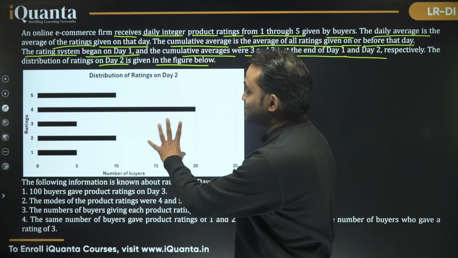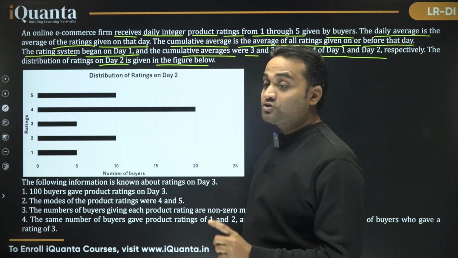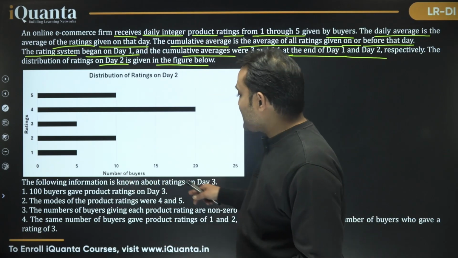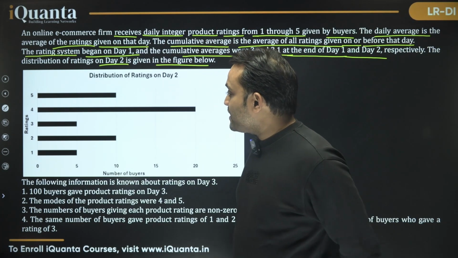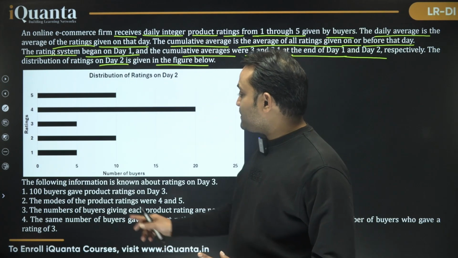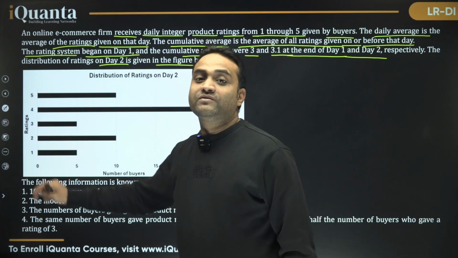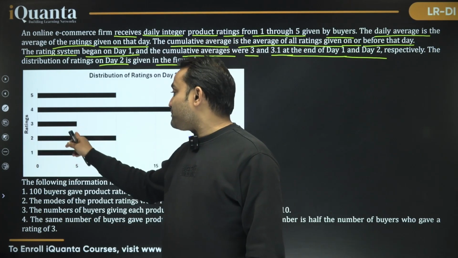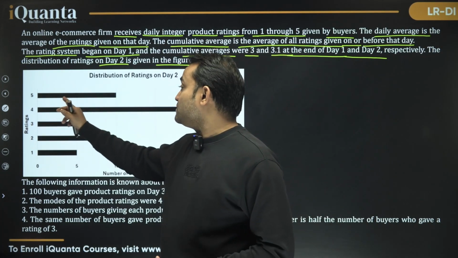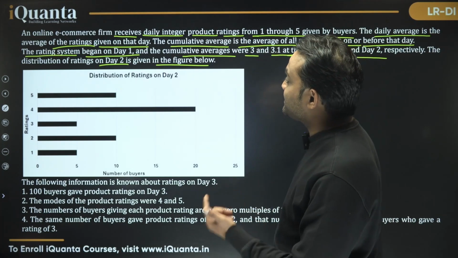So this is the line graph provided regarding the distribution of ratings on day 2. Now let's try to understand this: the x-axis denotes the number of buyers and the y-axis denotes ratings. What does that mean? That there were 5 buyers who gave a rating of 1. There were 10 buyers who gave a rating of 2. There were 5 buyers who gave a rating of 3. And 20 buyers who gave a rating of 4. And 10 buyers who gave a rating of 5. So this is the information regarding day 2.